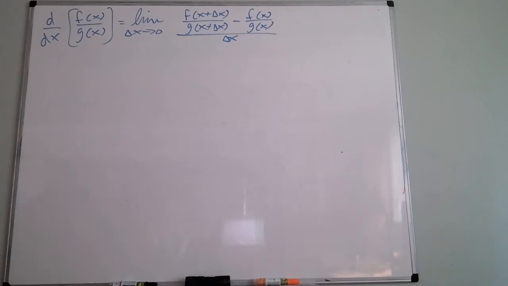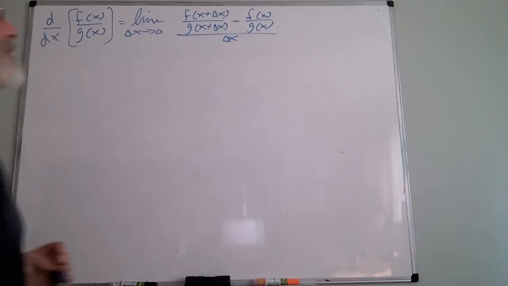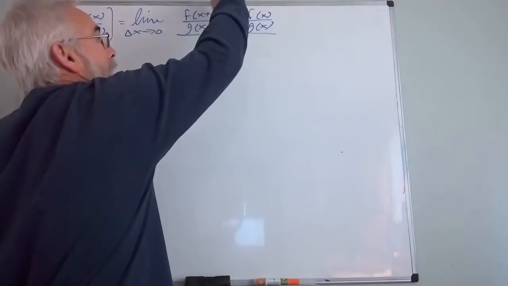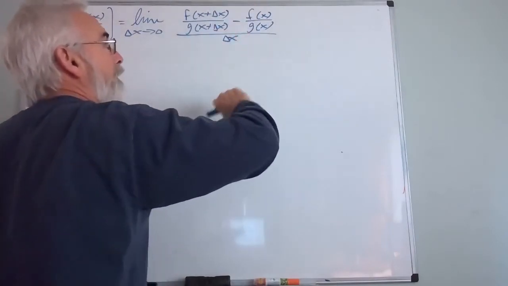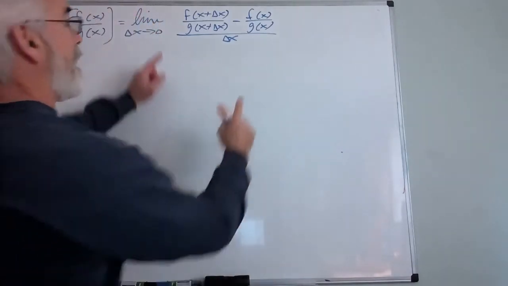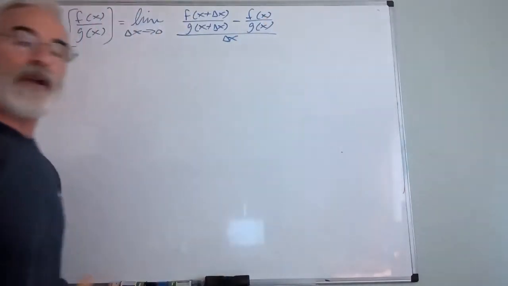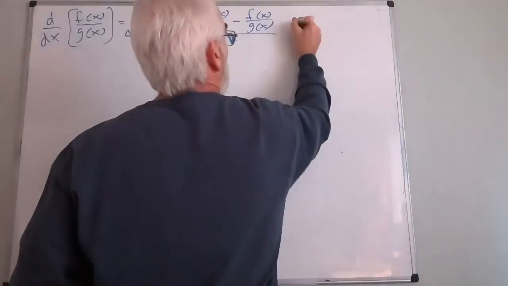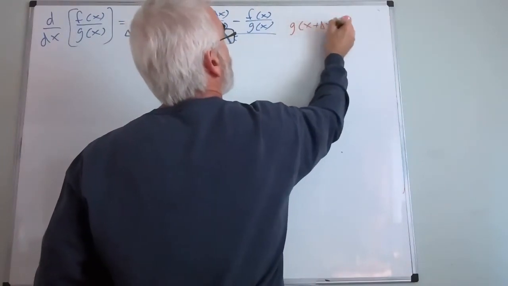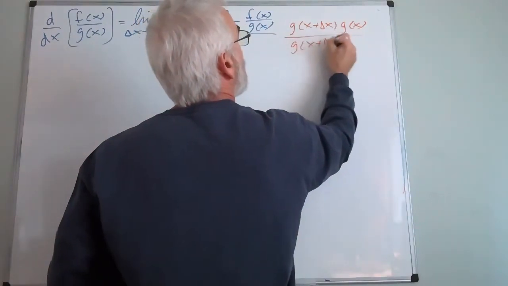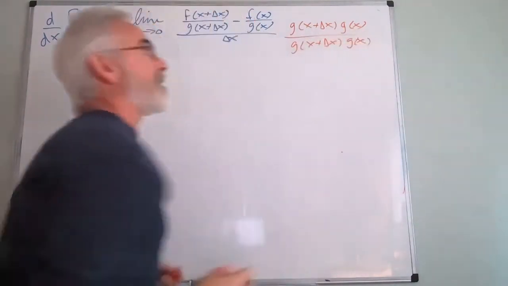And in order to get this to work for me, I first need to make this one quotient. Now, I showed you guys this the other day. You can spend all day getting a common denominator, doing all that and then manipulating, or you can just take care of this in the first step. You see, I want one quotient. Right now, I have two quotients in my numerator. So the common denominator of the quotients in my numerator is simply g of x plus delta x times g of x. So I'm going to multiply numerator and denominator by that quantity.